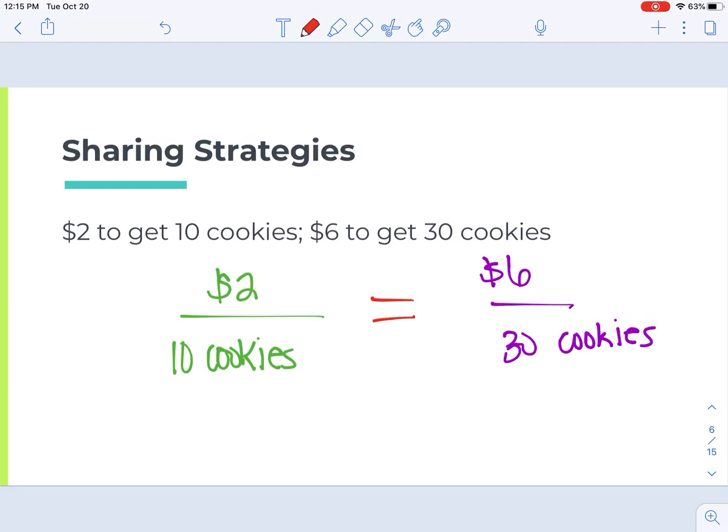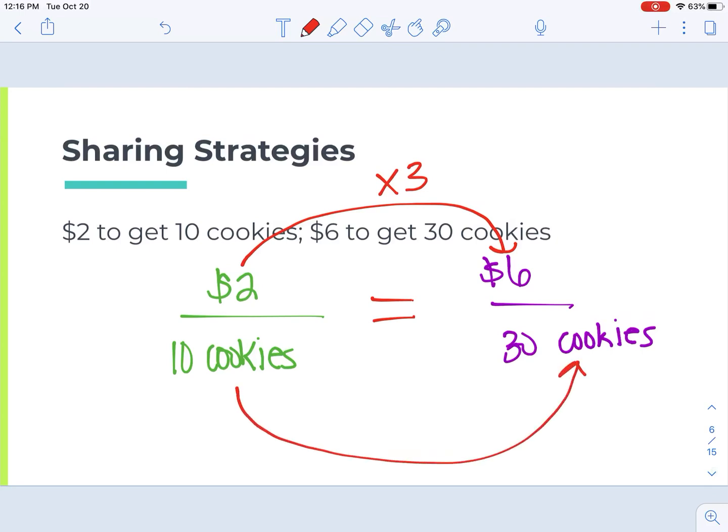When things are equivalent, we're doing the same thing on the top of the fraction and on the bottom of the fraction. So here, I know that I can get from $2 to $6 by multiplying by 3. I know that I can get from 10 cookies to 30 cookies by also multiplying by 3. So I know that these two are equivalent because if I multiply the dollars by 3, I'm also multiplying the cookies by 3.